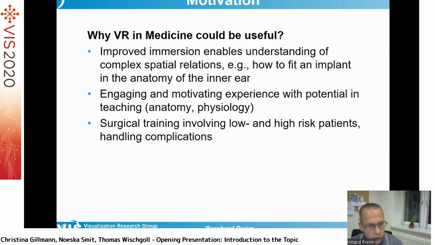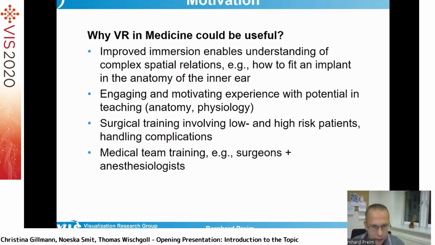Surgical training, of course, can benefit from VR because with good virtual reality solutions, people are really immersed. And that means if they hurt a patient in VR and the patient is bleeding, they would take this seriously as in a real operation and not just as a computer game where it basically does not matter.